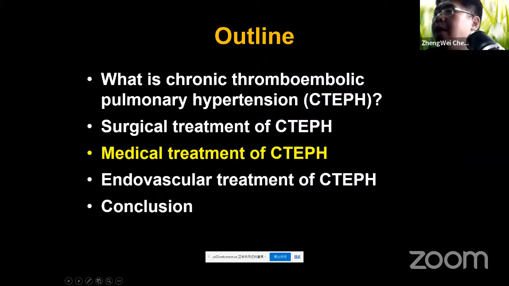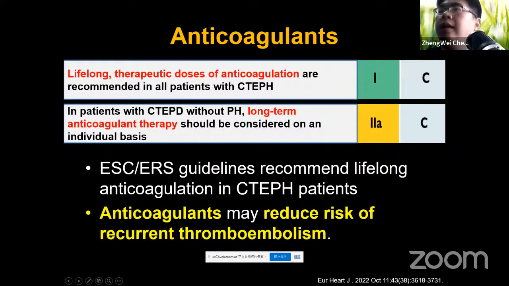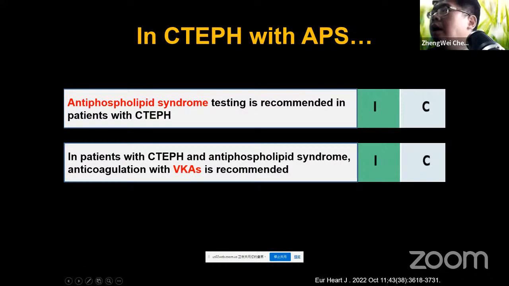So let's move to the medical treatment of CTEPH. First, lifelong anticoagulation is recommended in all CTEPH patients, and anticoagulants may reduce the risk of recurrent thromboembolism. However, in CTEPH with APS, we should notice that antiphospholipid syndrome testing is recommended in CTEPH patients. And if it is diagnosed, VKA is recommended for the treatment.